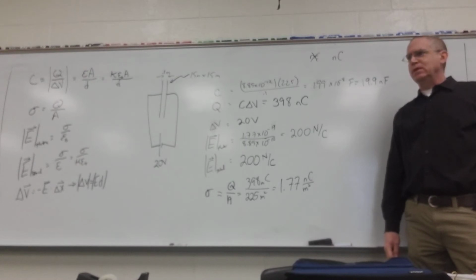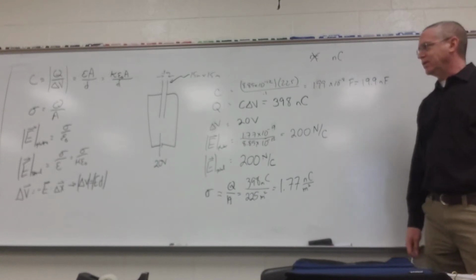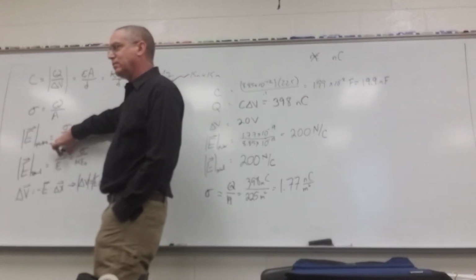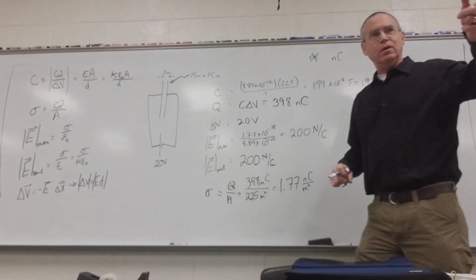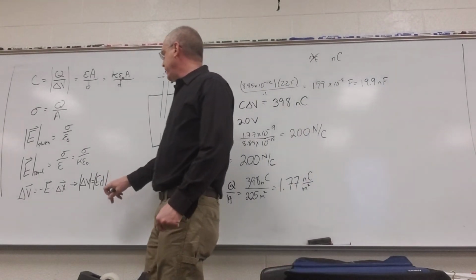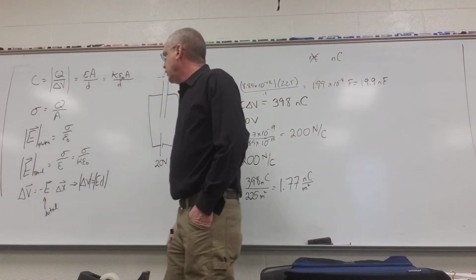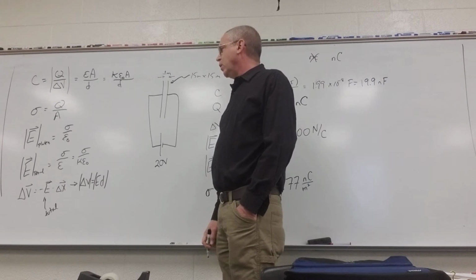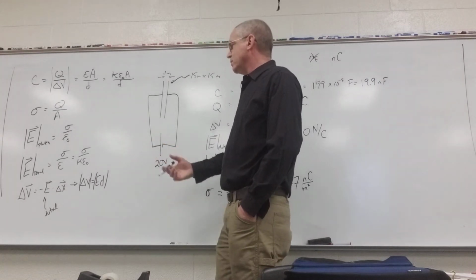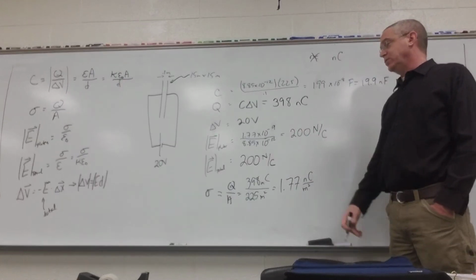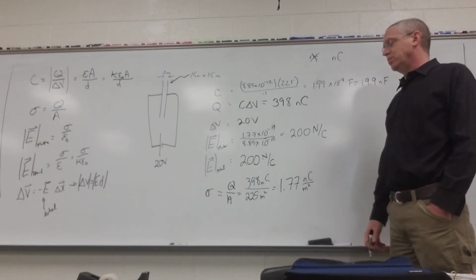For the plates, yes, the Q over A times epsilon. Is that what you're talking about? No, basically you just took that and substituted into here. Oh, I thought that's what you were asking. Voltage divided by the distance. Yes. This E right here is the total. So 20 volts divided by 0.1 meters gets you 200 volts per meter, or 200 newtons per coulomb.